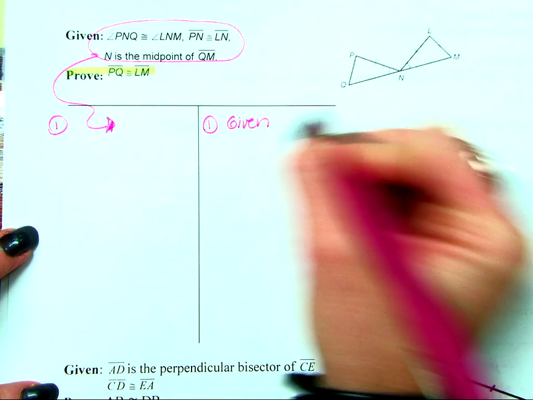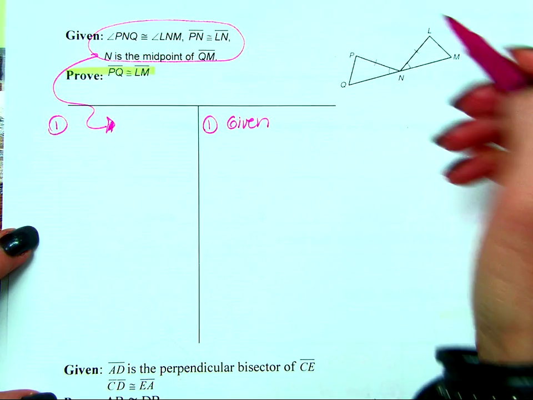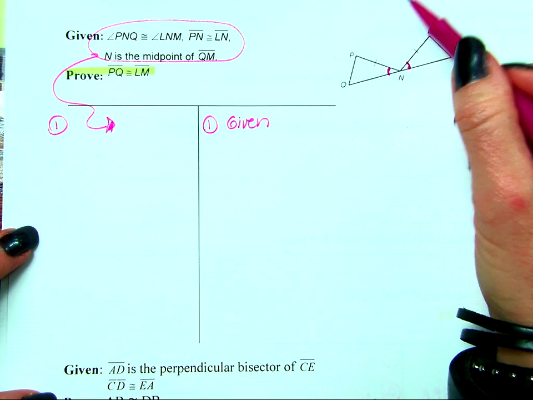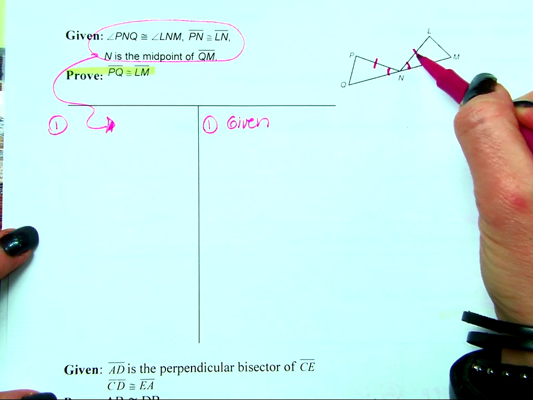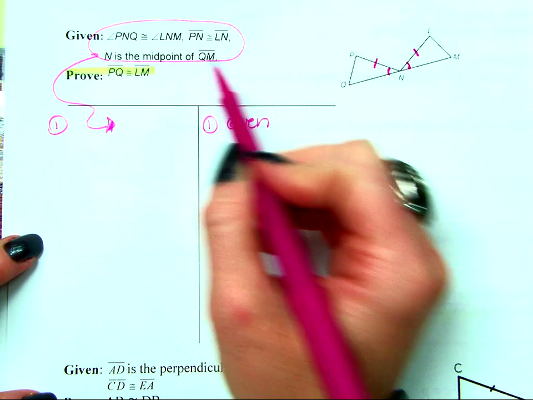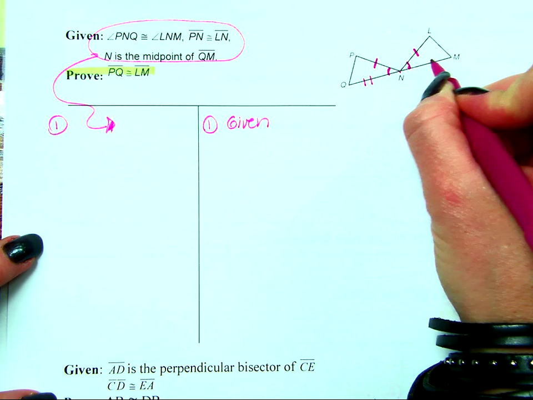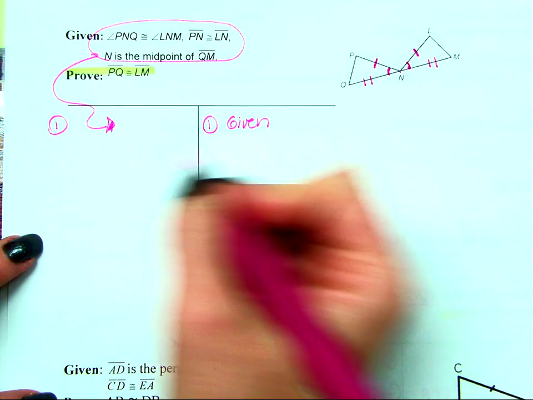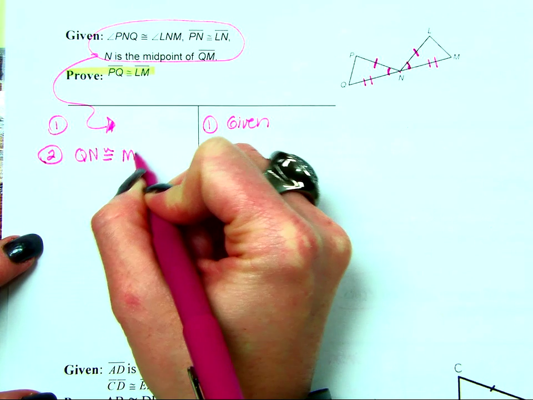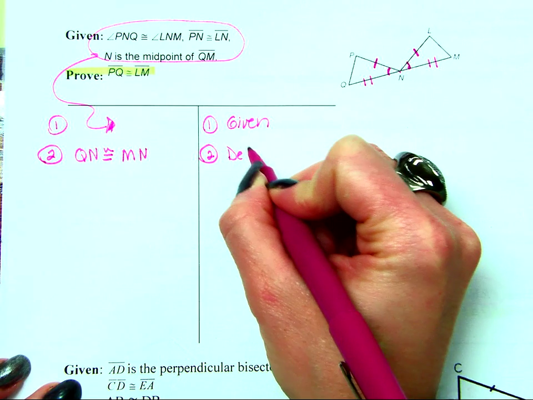As I read through it, angle PNQ congruent to angle LNM. Well, they do have those marked already, but I'd like to double check. Segment PN congruent to segment LN. And then they tell me that N is the midpoint of QM. So if N is the midpoint here, I know I can go ahead and say that QN must be the same as MN. But if I make those markings, I need to make that statement. Why do we know that that would be the case? Well, that is because of our midpoint.